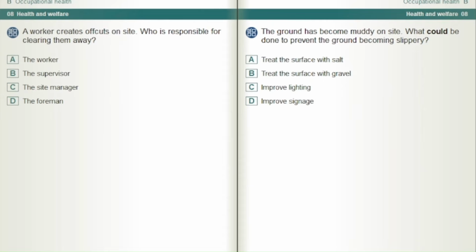A worker creates offcuts on site. Who is responsible for clearing them away? The worker, the supervisor, the site manager, the foreman.